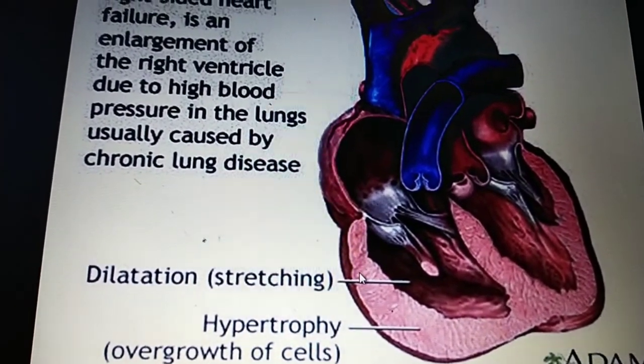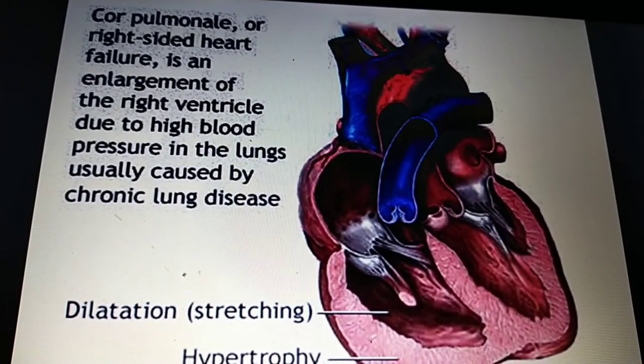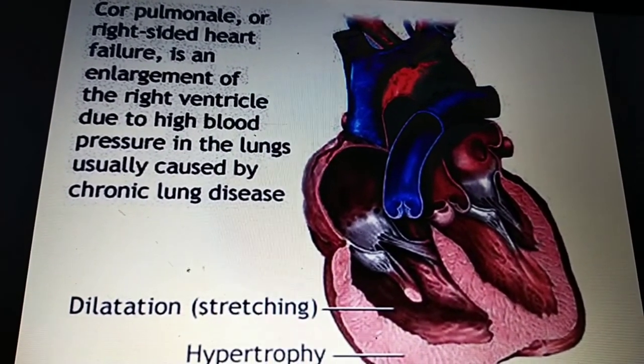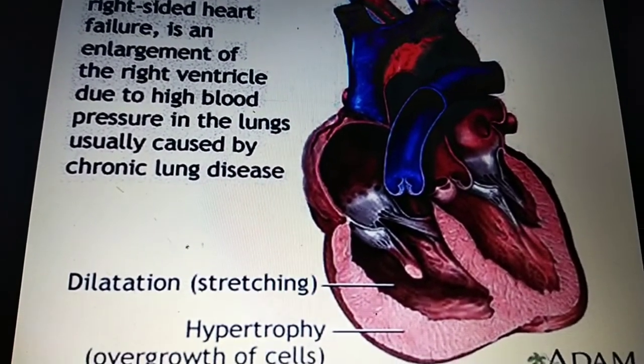In that, cor pulmonale or right-sided heart failure is an enlargement of the right ventricle due to high blood pressure in the lungs, usually caused by chronic lung diseases.